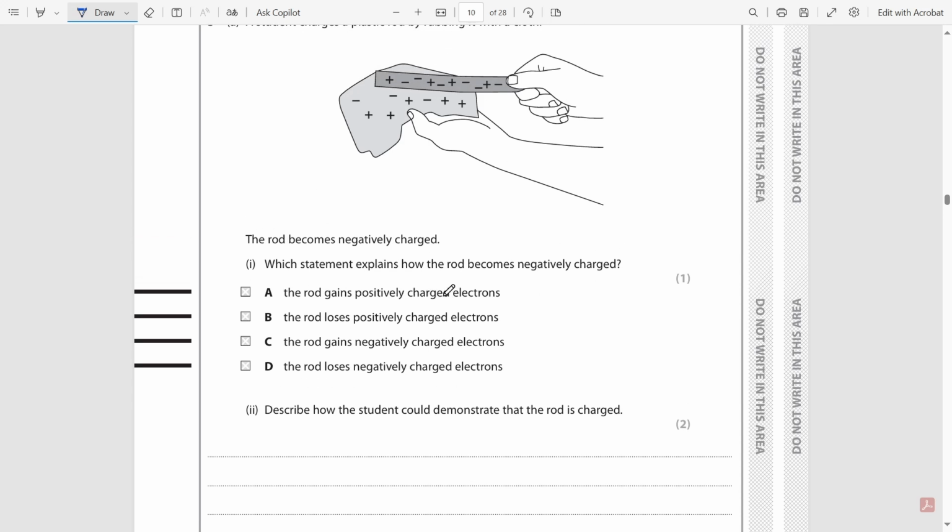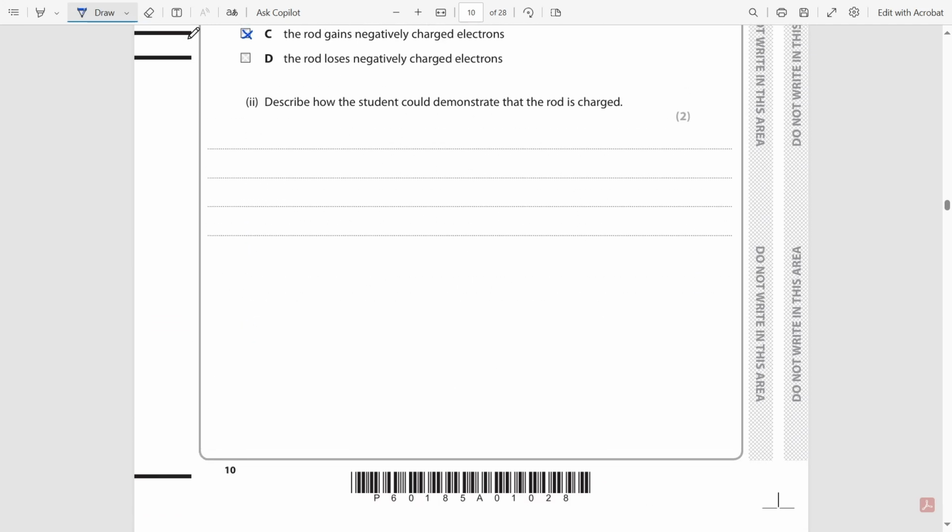The rod gains positively charged electrons. Well, that's wrong, because electrons aren't even positively charged. Loses positively charged electrons. Well, it can't be any of these because they have positive, something that's impossible. The rod gains negatively charged electrons. The rod loses negatively charged electrons. It should gain, guys, because the rod is kind of scraping up the electrons of this cloth, and the cloth is becoming positively charged because the fewer electrons it has, the more positively charged it becomes.